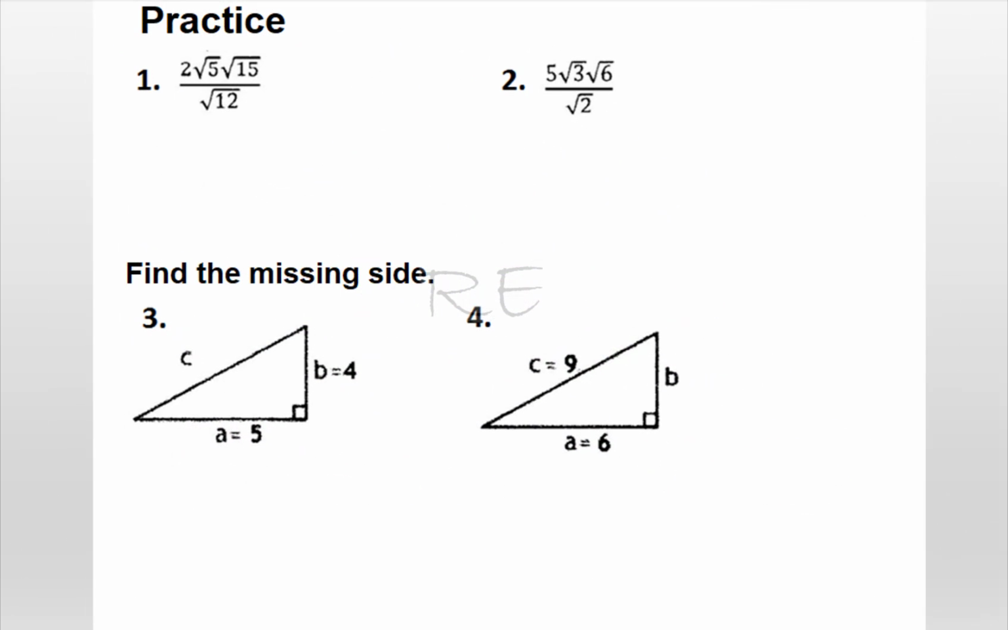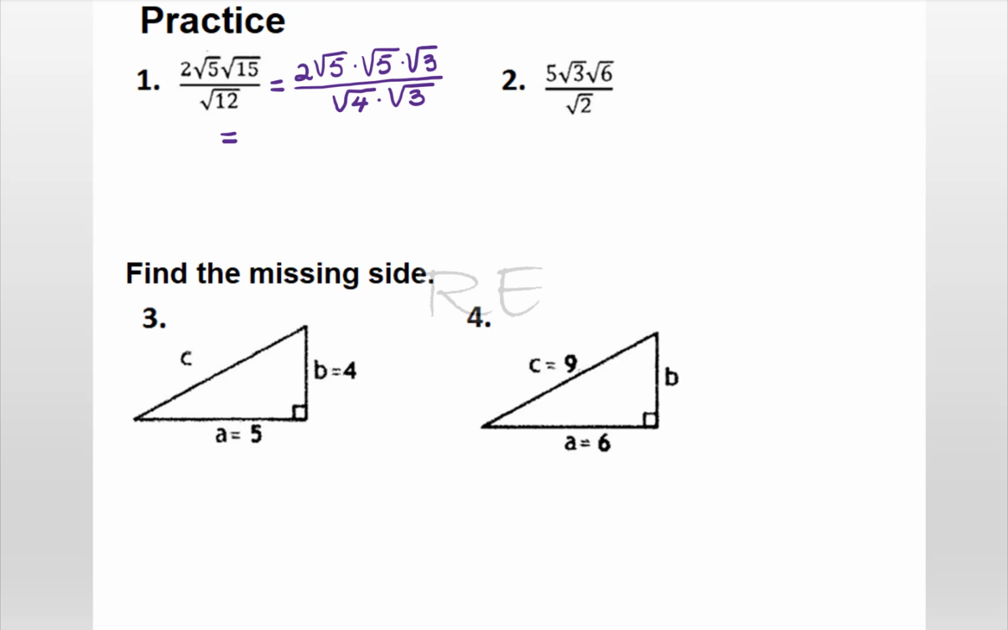We are still simplifying radicals. 2 square root of 5 and square root of 15 is square root of 5 times square root of 3. And square root of 12 is square root of 4 times square root of 3.